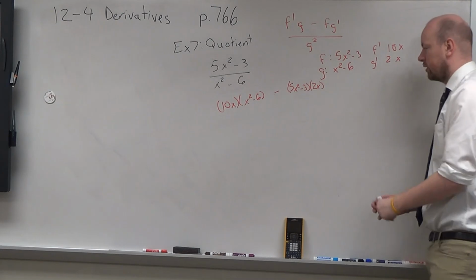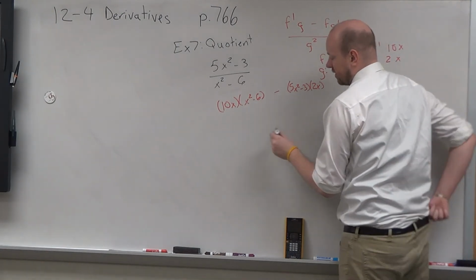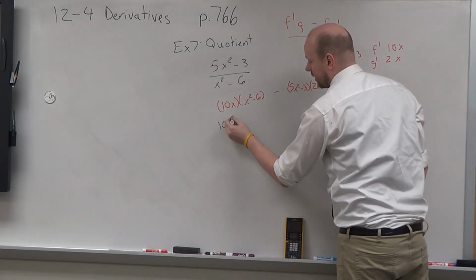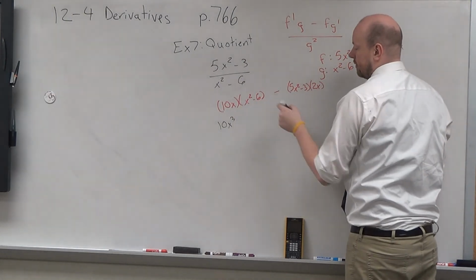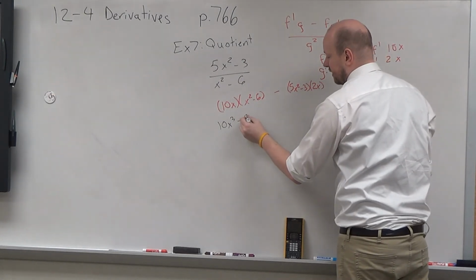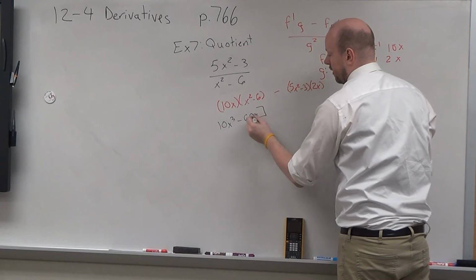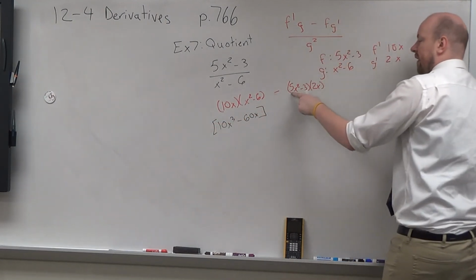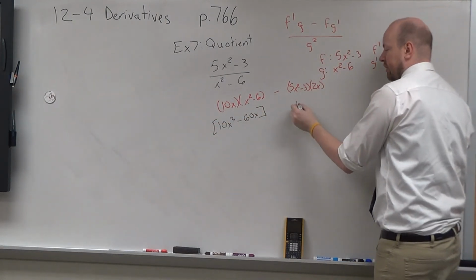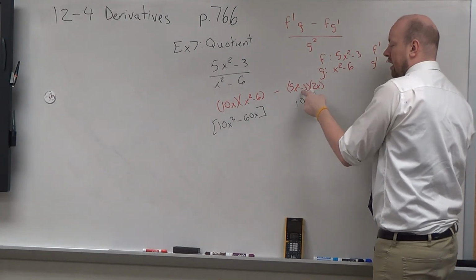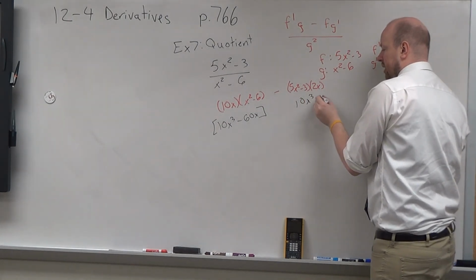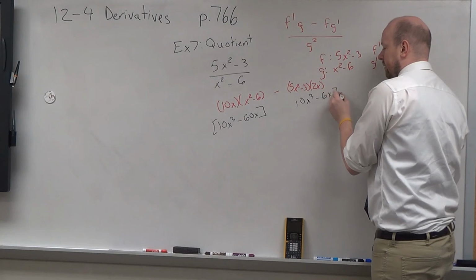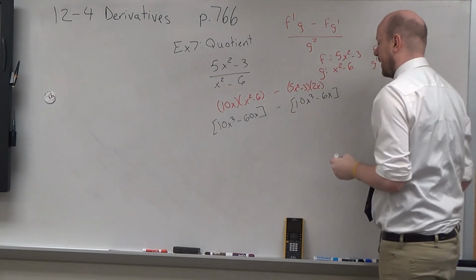Okay, so 10x times x squared gives us 10x cubed. 10x times negative 6 gives us negative 60x. Again, brackets. 5x squared times 2x is going to be 10x cubed. Negative 3 times 2x is going to be negative 6x. In brackets, subtract.